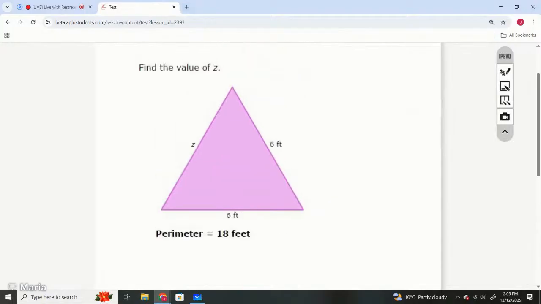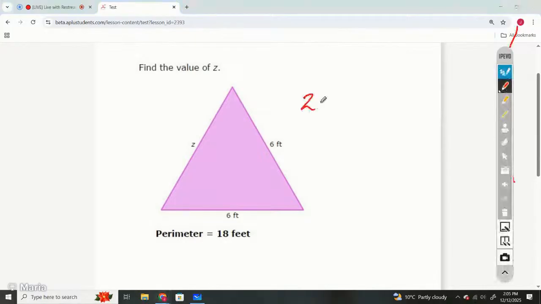Find the value of z. We are given the perimeter, right? And we are given two of the side lengths. We need to calculate the third length, the value of z. So basically that is z plus 6 plus 6 equals the perimeter. We are given the perimeter, so just substitute the value, that equals 18.